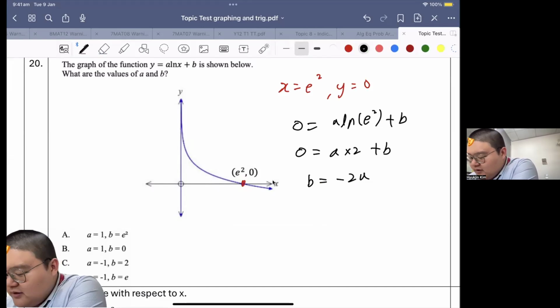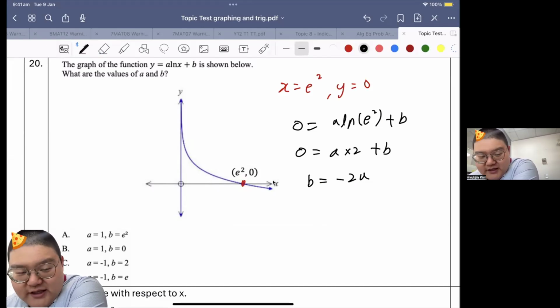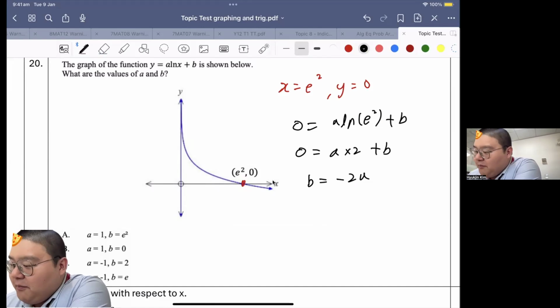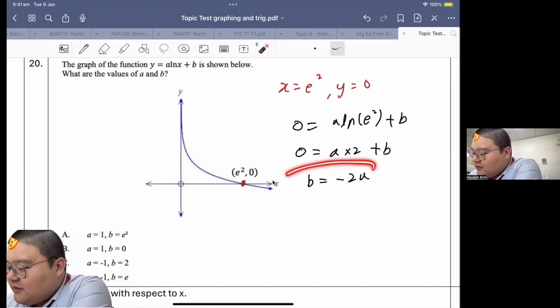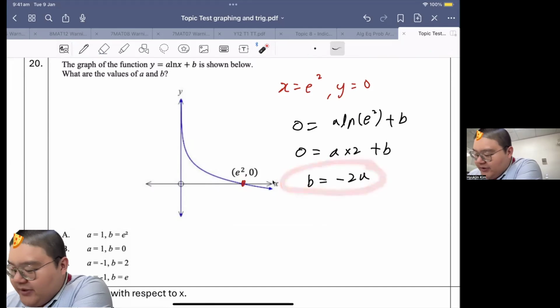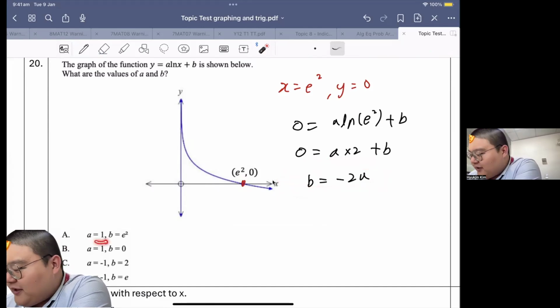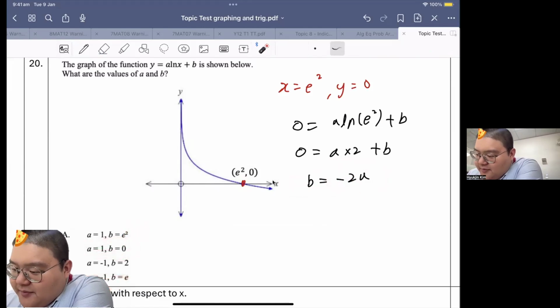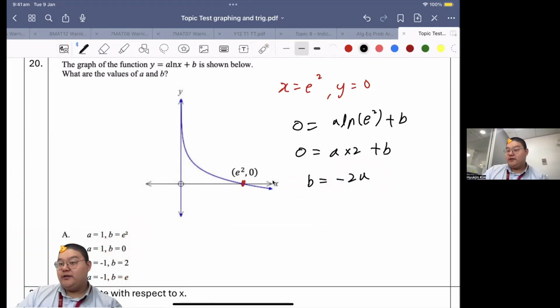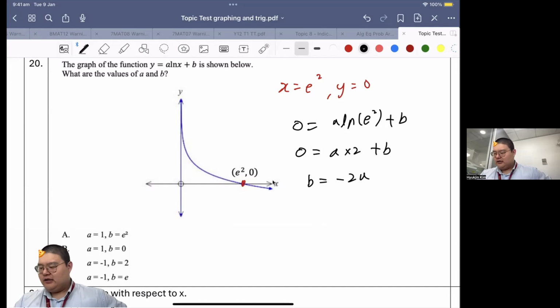At this point, you might think to yourself, now what? But there's only one option where this relationship exists. Because if you have a is 1 and times by negative 2, that's not e squared. None of these work, except this guy. That's how you do it. You just look at it and be able to tell. I can't remember where I got this from, some selective school, I think.